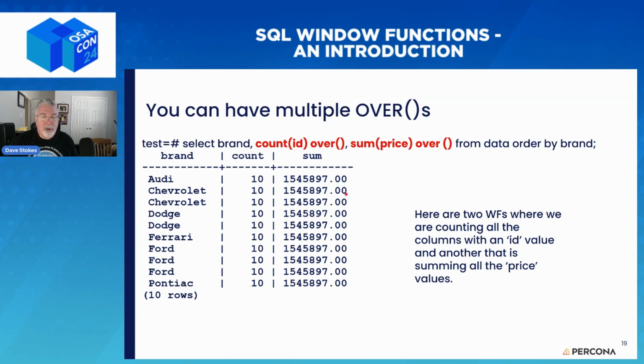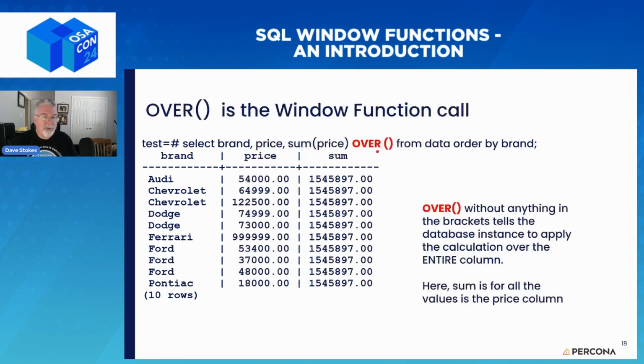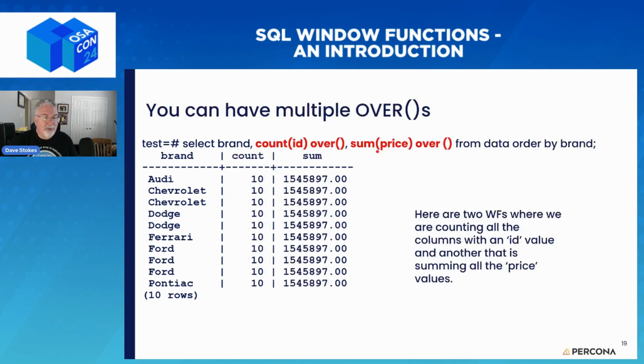Now, you can have multiple overs and do different analysis on the columns. This one's fairly simple. We're using over all the columns in this case, where we're counting the ID fields in the table, and we're summing the price. This is eerily close to something we saw earlier. So here are 2 window functions with the 2 overs, counting everything in these 2 columns.